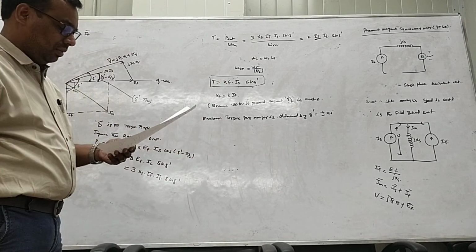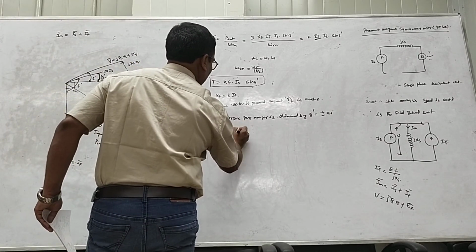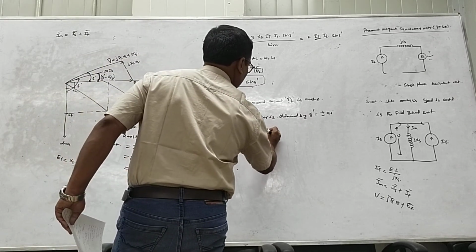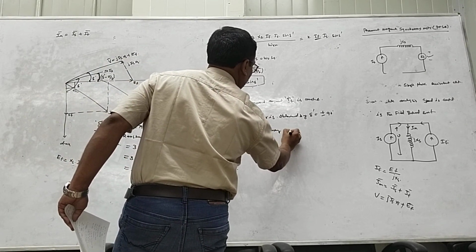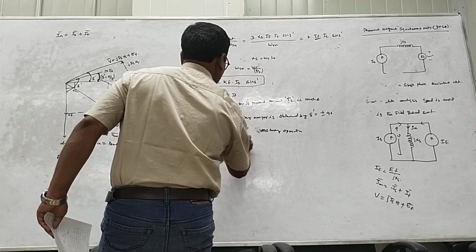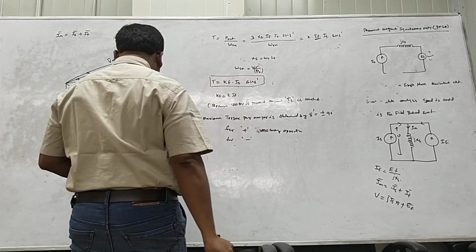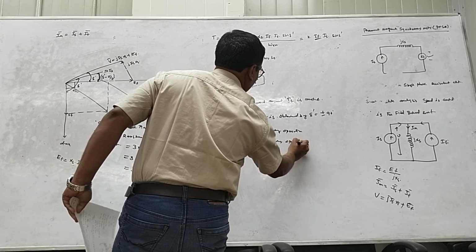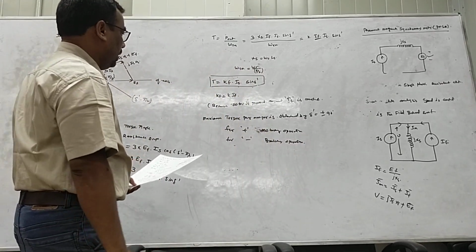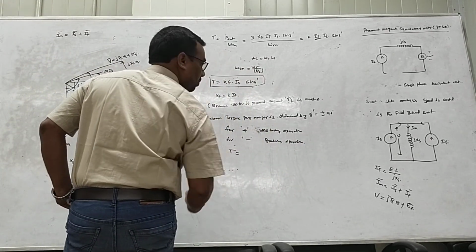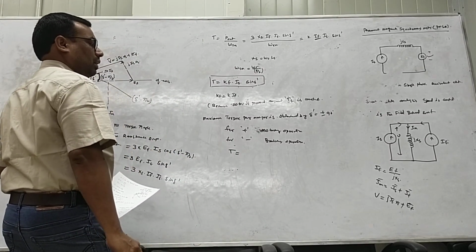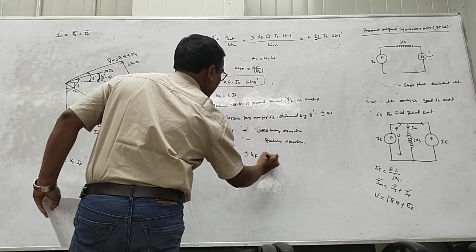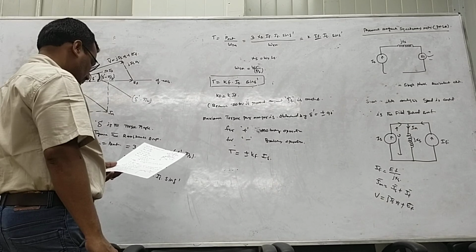Plus is for motoring operation, and minus is for braking operation. So finally, for maximum torque per ampere, the torque is equal to plus or minus Kf into Is.